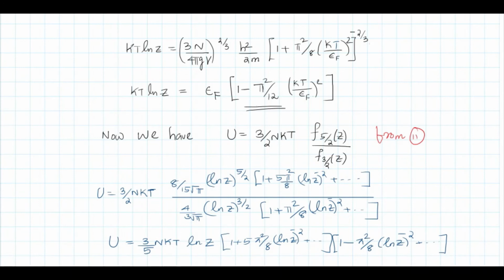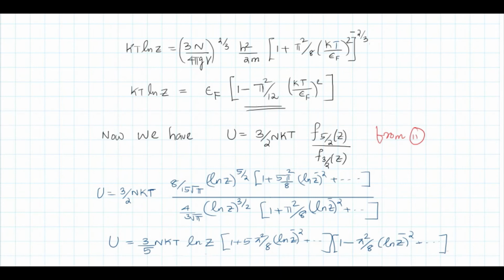So internal energy U equals 3 by 5 NkT log z. The log z raised to 5 by 2 and log z raised to 3 by 2 will cancel, and you will get a log z in the numerator. And this 8 and 4 will cancel, you get a 2 here, and that 2 will cancel with this 2. 15 and 3 will cancel, and you will get a 5. So that makes it 3 by 5 NkT log z. This term is already here. This term whole raised to minus 1, using binomial expansion, becomes 1 minus, here it is plus, pi square by 8 (log z) raised to minus 2 plus etc.